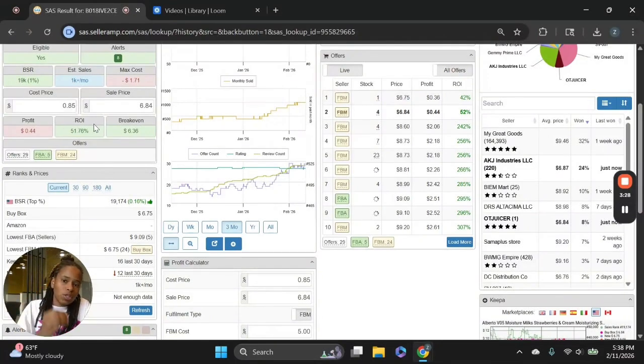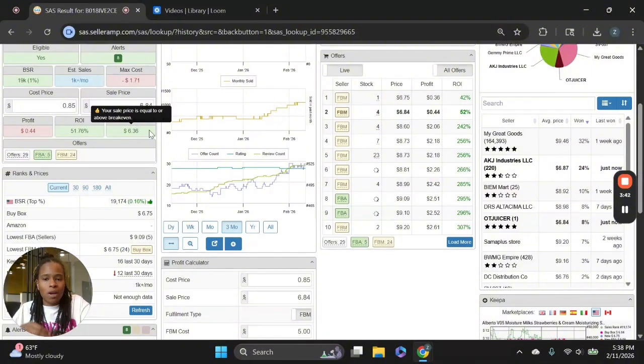ROI stands for return on investment. So we're getting around 51% return on investment. So we're getting about half, which is 50%. Break even basically means, in order for us to break even, that means not make any profit, any revenue, we would have to sell this product at 6.36. Of course, we're trying to make profit, so we're not going to be worrying about the break even at this time. But if for any reason you had to break even, this would be your break even price.